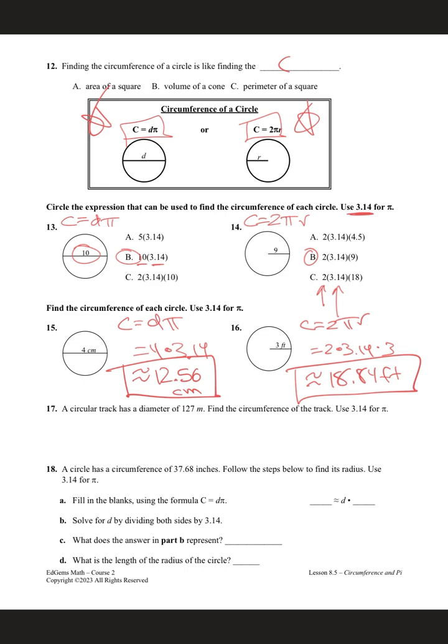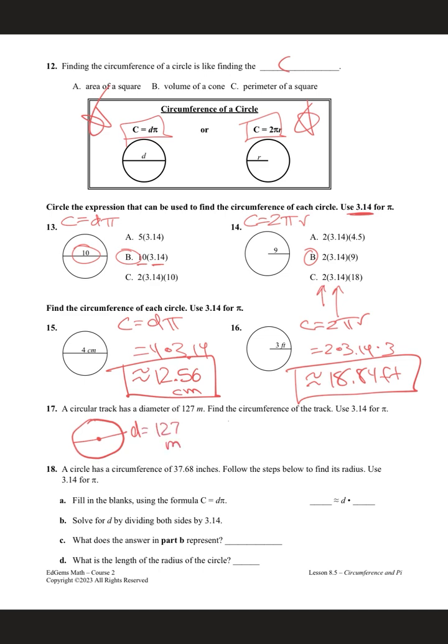And that's it. On number 17, it says a circular track has a diameter of 127 meters. Find the circumference of the track using 3.14 for pi. So let's go and draw ourselves a circular track. And the diameter goes from one point to the other point through the center. So the diameter is equal to 127 meters.